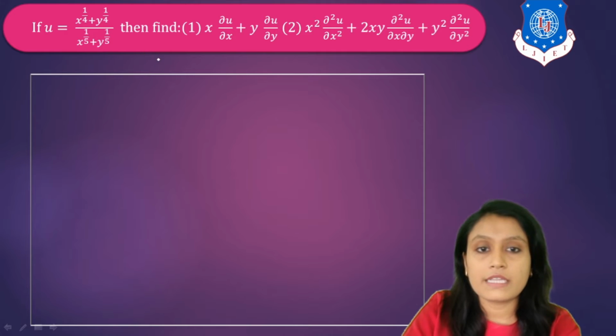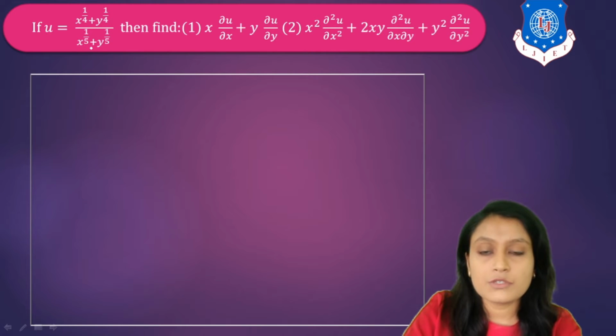Now let's solve one example. Here given u is (x^(1/4) + y^(1/4))/(x^(1/5) + y^(1/5)). We have to find two things, that is x ∂u/∂x + y ∂u/∂y, and x² ∂²u/∂x² + 2xy ∂²u/∂x∂y + y² ∂²u/∂y². Firstly we will check whether this u is a homogeneous function or not.